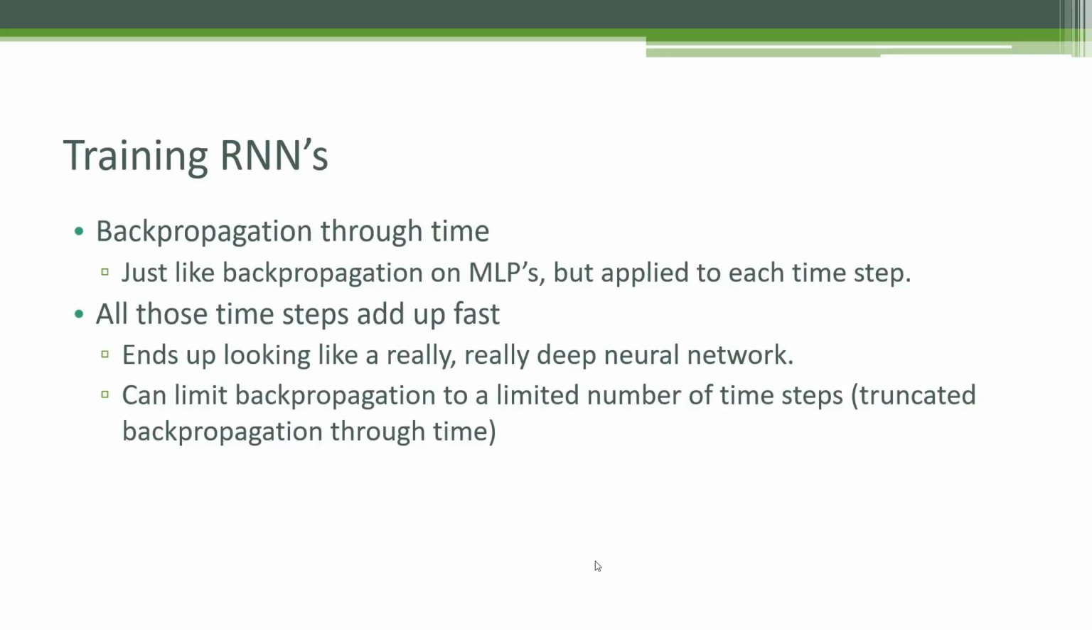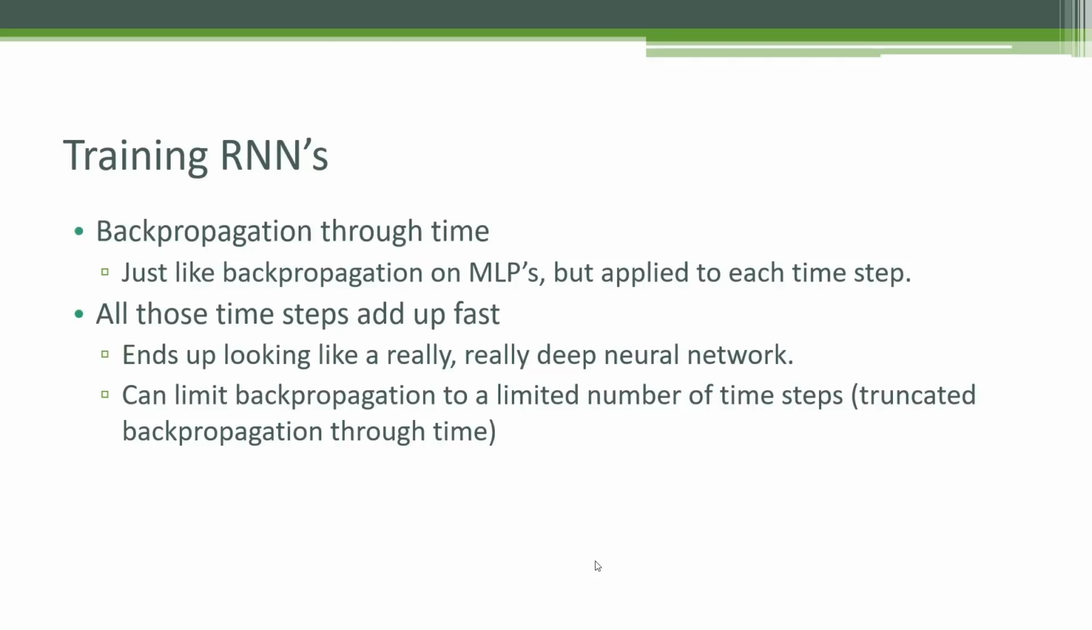Training RNNs, just like CNNs, is hard. In some ways, it's even harder. The main twist here is that we need to backpropagate not only through the neural network itself and all of its layers, but also through time. And at a practical standpoint, every one of those time steps ends up looking like another layer in our neural network while we're trying to train our neural network. And those time steps can add up fast.